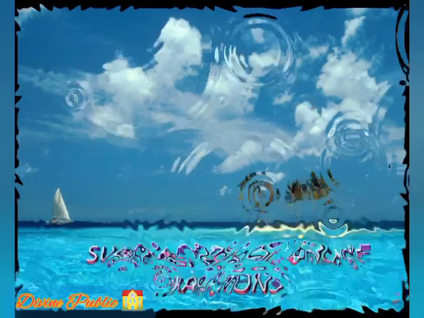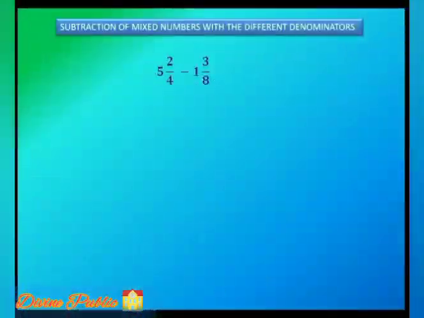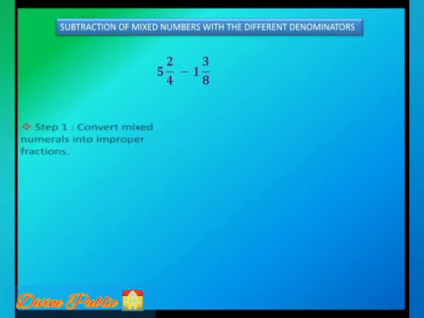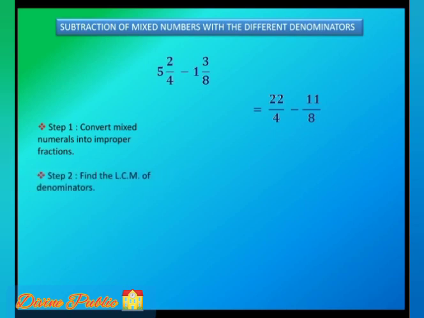Subtraction of unlike fractions. Subtraction of mixed numbers with different denominators. Students, see this example: 5 2/4 minus 1 3/8. Let us see how we will solve this question. Firstly, we will convert the mixed numbers into improper fractions. 5 2/4 is equal to 22/4, minus 1 3/8 is equal to 11/8.